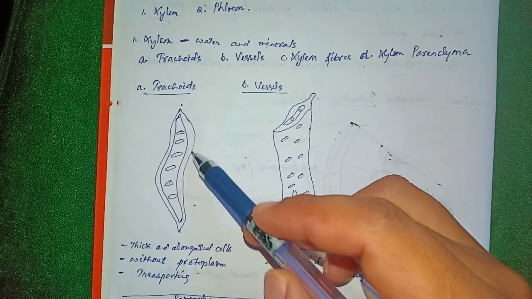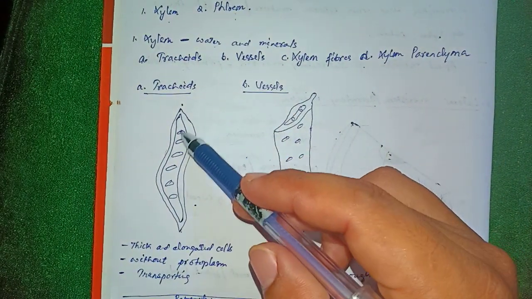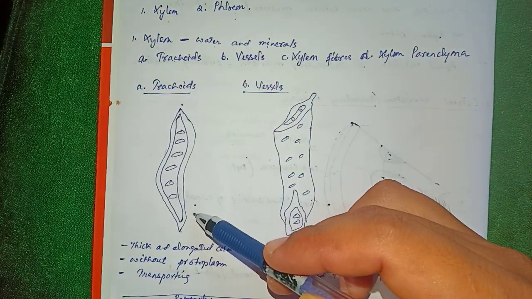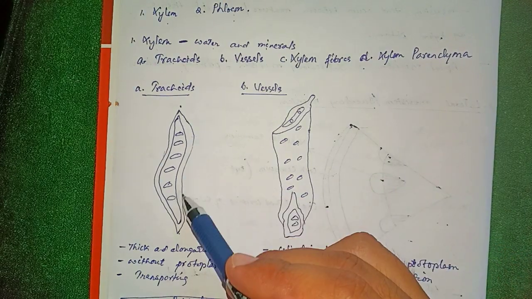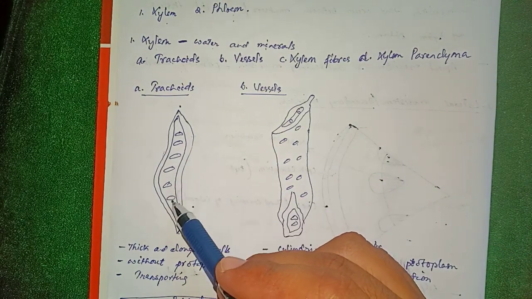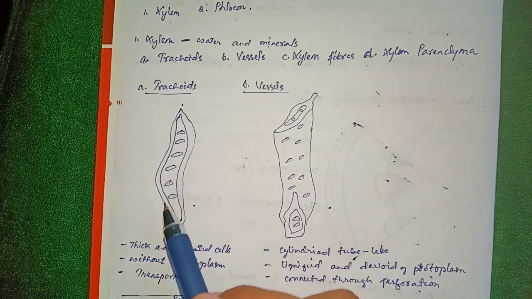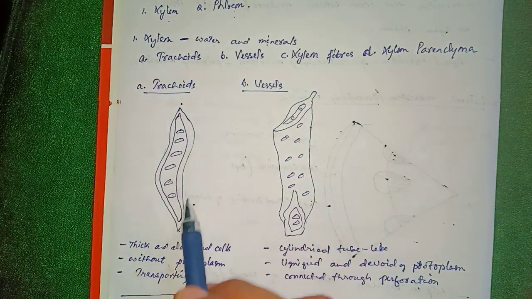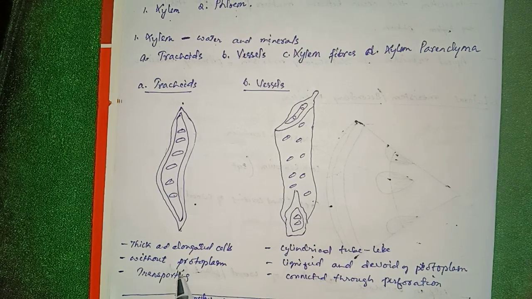Tracheids are elongated tube-like structures having thick and lignified walls. They taper on both ends and have many perforations. These are the perforations and they are devoid of protoplasm. That means they are dead cells. The main function of these tracheids is transporting materials.